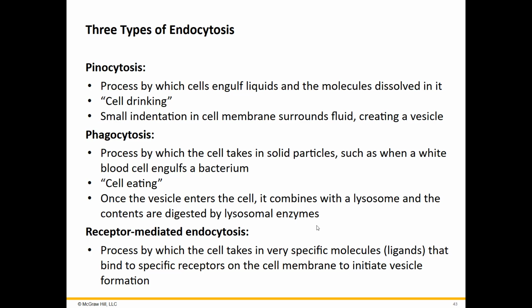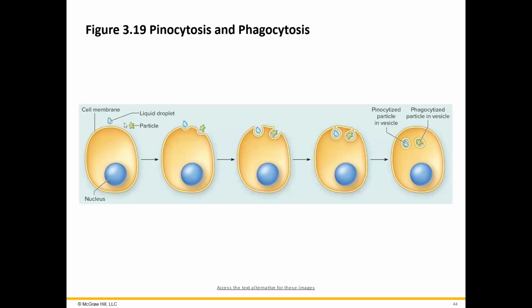Receptor-mediated endocytosis uses ligands. And I'm just going to show you the picture so you can better understand what I mean by ligands. So, pino and phagocytosis. Here's the cell, water or fluid of some sort that the cell wants to drink, comes into contact, the cell membrane sucks it in, creates a little vesicle around it, and then boop, it's inside the cell, where now the fluid can be traveled wherever it needs to go. For phagocytosis, solid particles do the same thing. They touch the cell membrane, get sucked in, enclosed in a vesicle, and boop, there it is. It's inside the body, or inside the cell.